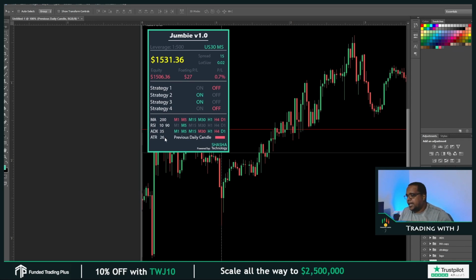The ATR is just to get an idea of how the market is moving over however many bars. This will just display what the average pip value is for the last 20, 21 bars, or whatever it might be.